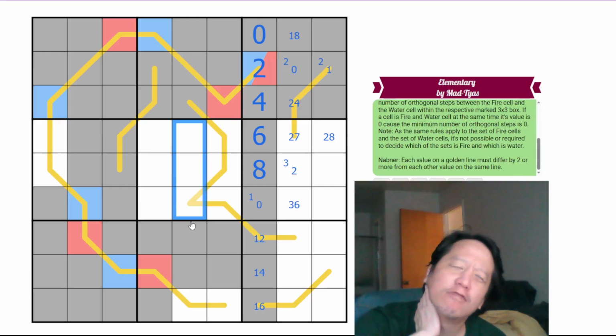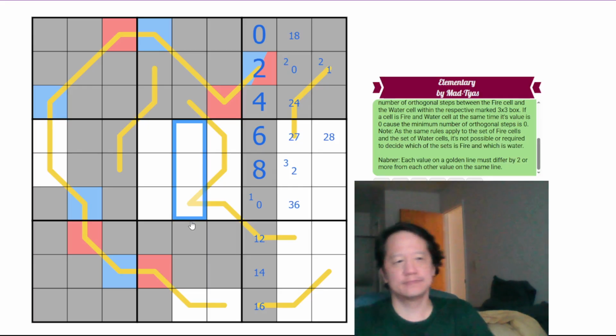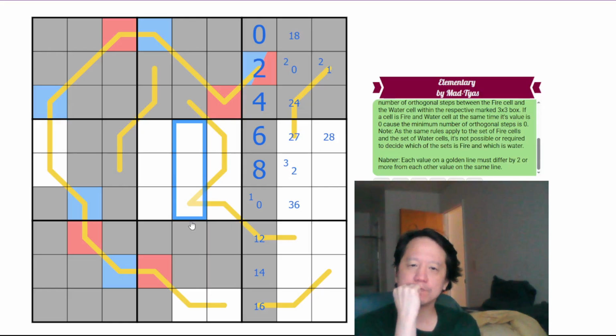What else do we have? Hmm. So we need 10. We definitely need 10. We need 12. So we need 10 and we need 14. And those are guaranteed by 2 away. But we don't have any other guaranteed 2 aparts from each other. Interesting.